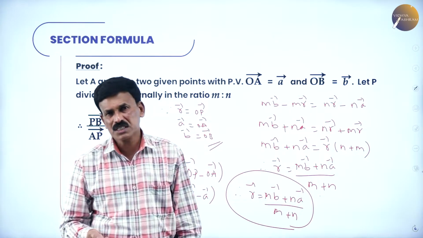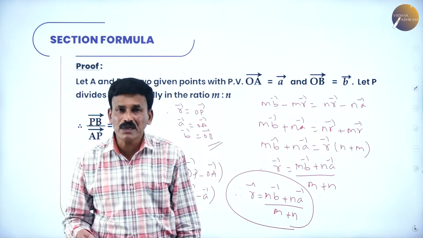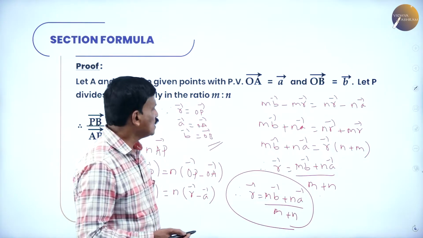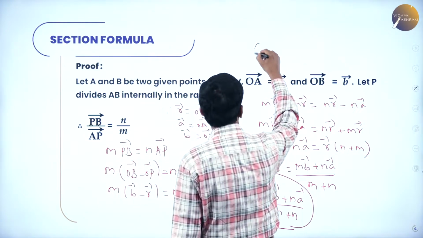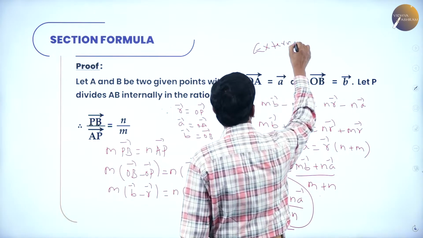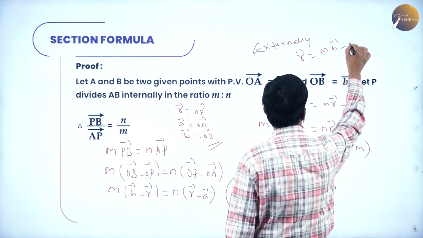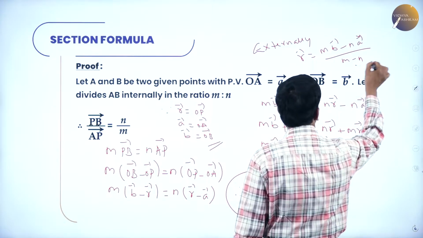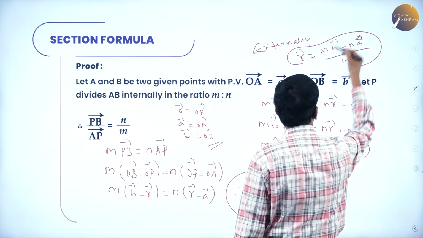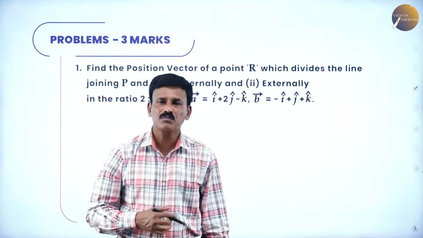So, if you want externally, you can write vector R is equal to m into vector B minus n into vector A divided by m minus n for an external division. If it divides externally, it is given by vector R is equal to m into vector B minus n into vector A divided by m minus n. This is vector. That's it. Okay. Now let us come to the problem based on this.